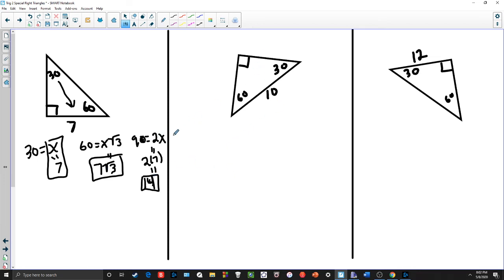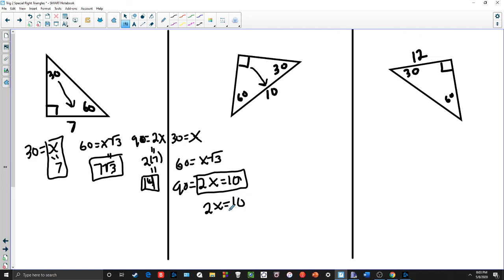Now in this case, let's write it out again. We have 30 is x, 60 is x root 3, and 90 is 2x. In this case, we have that the 90-degree side is 10. So 2x is equal to 10. So I know that this is true: 2x is equal to 10. Well, if I know that 2x is equal to 10, I can solve that equation to figure out what x is. I divide by 2, and I get x is equal to 5. So up here, x equals 5.